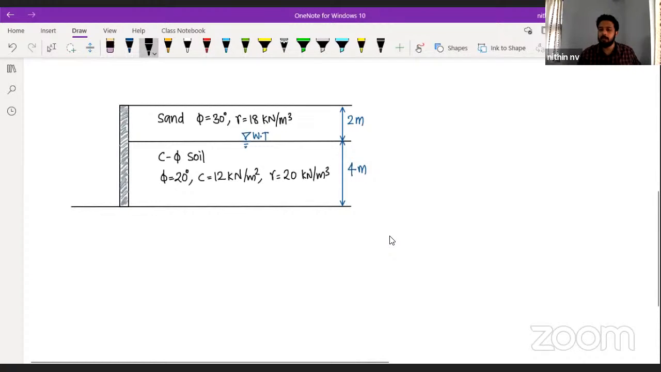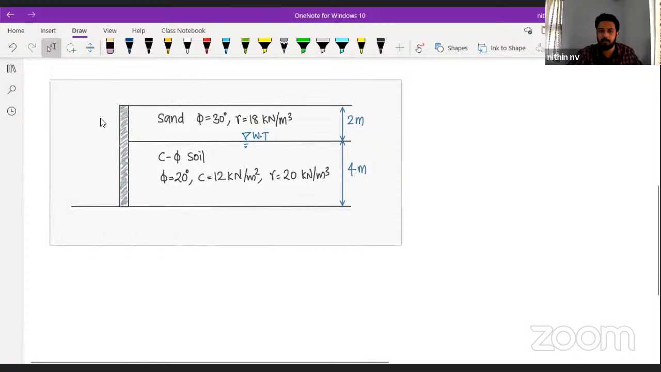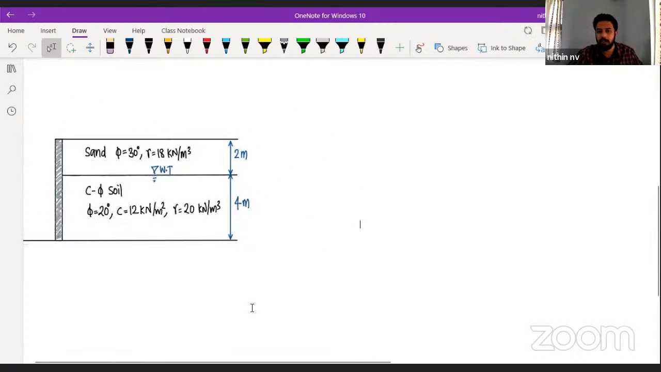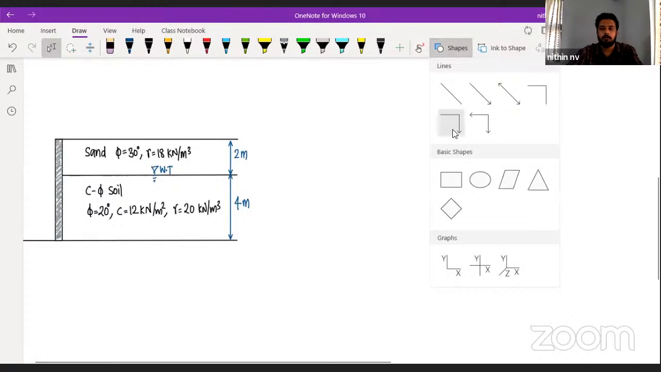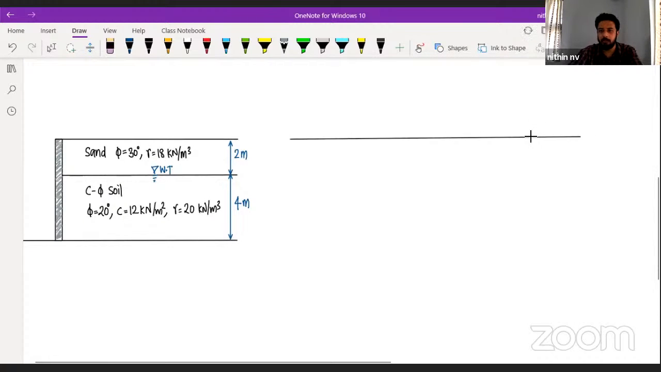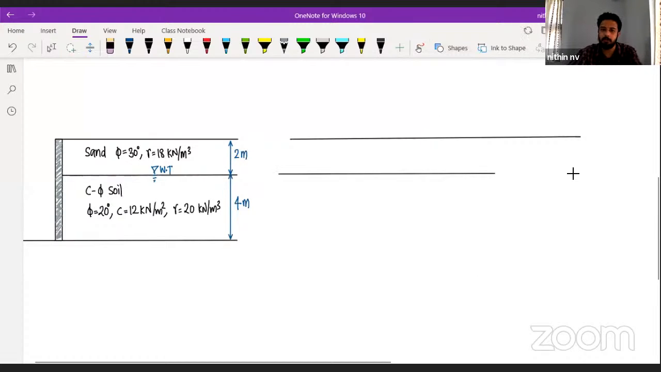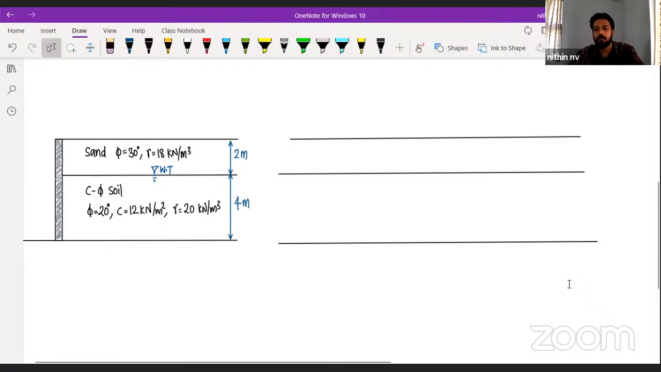So how can we calculate the effective stress? Sorry, the active earth pressure. We have to draw the active earth pressure diagram now. So always it's recommended to draw separately. This is how I used to do. It's up to you how you have studied. Like that you can draw, no problem. I'm drawing according to whatever I have practiced.